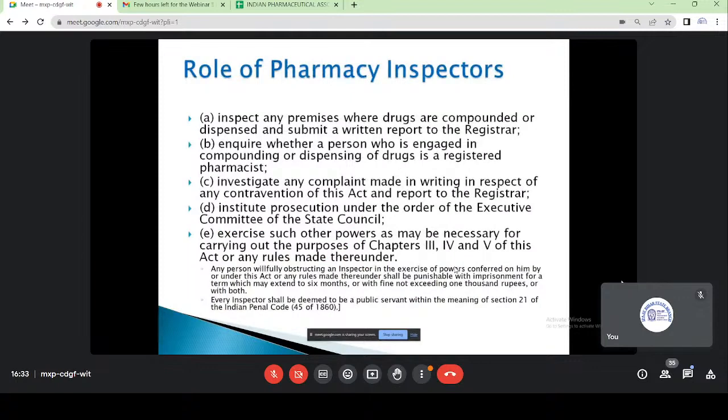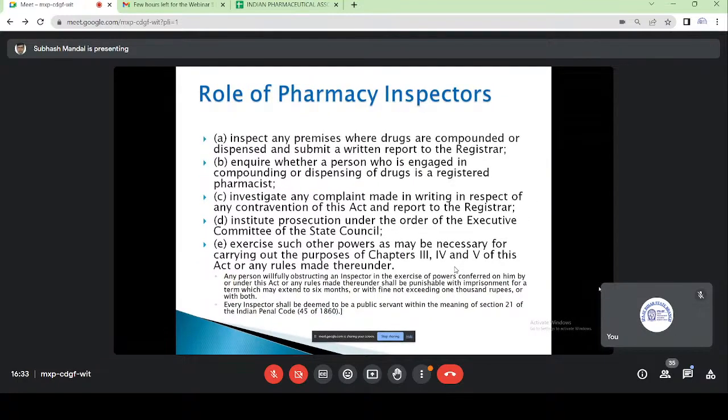So let us see the role of pharmacy inspectors. They can inspect any premises where drugs are compounded or dispensed and submit a written report to the registrar. They can inquire whether a person engaged in compounding or dispensing of drugs is a registered pharmacist. Here is a very important role. Dr. Gupta has already mentioned that the physical presence of pharmacists in community pharmacy is not a regular feature now, but it must be ensured.